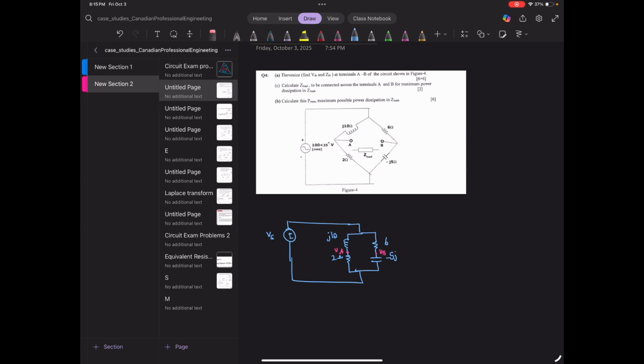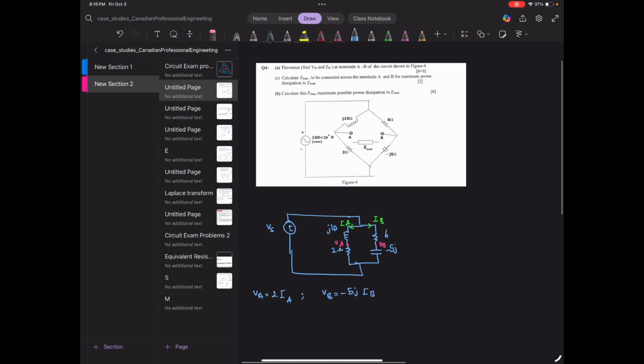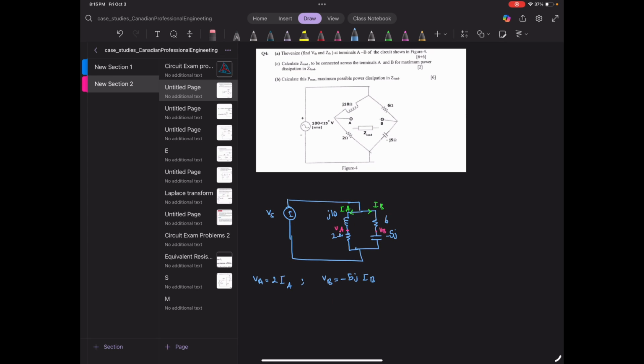Okay, VA is basically 2 ohm multiplied by, we can call it IA, meaning that we have a current going here called IA, and then here we have IB. Okay, and then VB is going to be minus 5J multiplied by IB. Now all we need to do is find IA and IB.